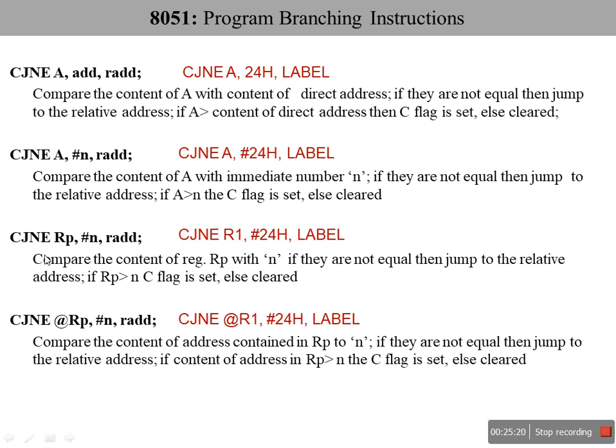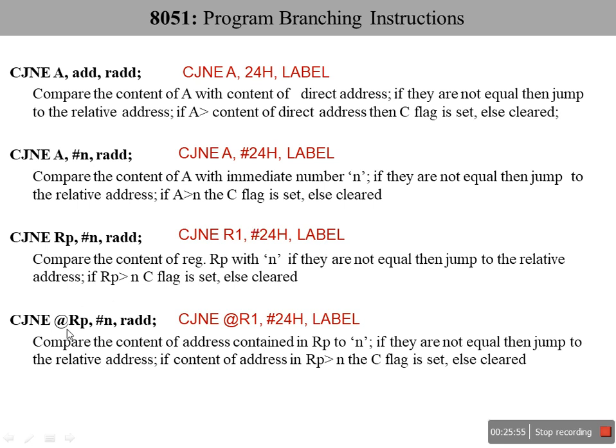Similarly, CJNE Rn comma #n comma relative address. Here, the comparison will be done with the content of a specified register and the immediate number. When they are not equal, then the control goes to a specified label, like CJNE R1, #24. The content of the R1 register of a specified bank will be compared with 24. If they are not equal, then control goes to this particular label, else it continues with the remaining instructions.